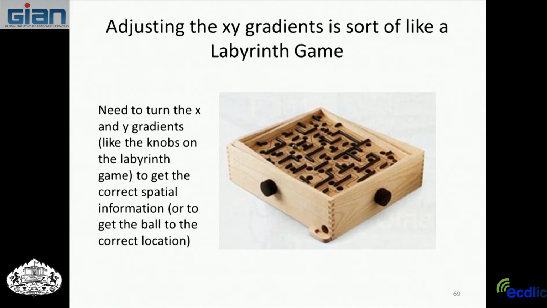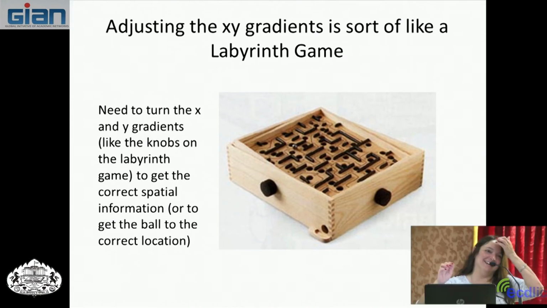I like to think of the X and Y gradients sort of like a labyrinth game. Have you guys ever played this game where you put the ball on the track and you have to turn the X and the Y? I guess everybody doesn't think in terms of X and Y. But in order to keep the ball moving through this maze, you have to turn X and you have to turn Y, and you have to turn them at the right times in order to keep it on track. So I kind of think of the gradients like this. We're moving this way, then we have to move this way, then back this way, and instead of the location here, now we're looking at magnetic fields.